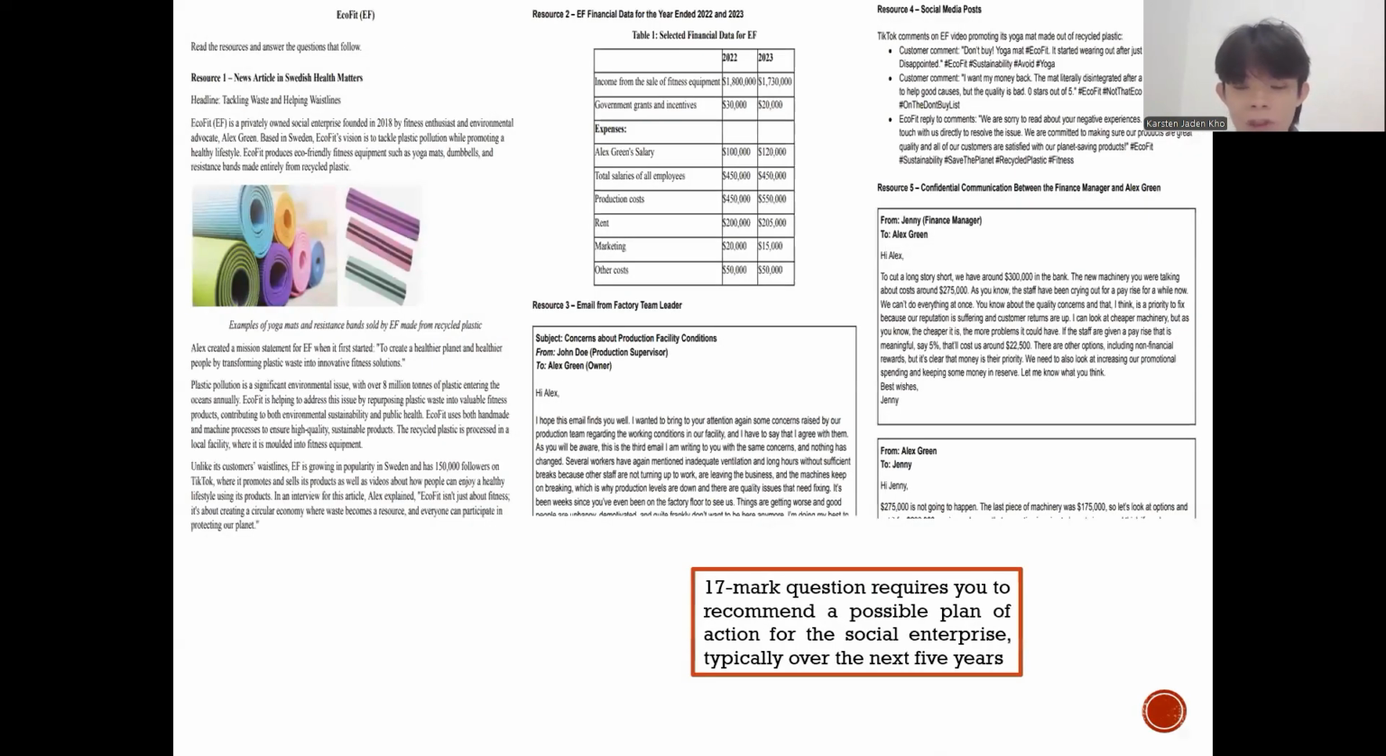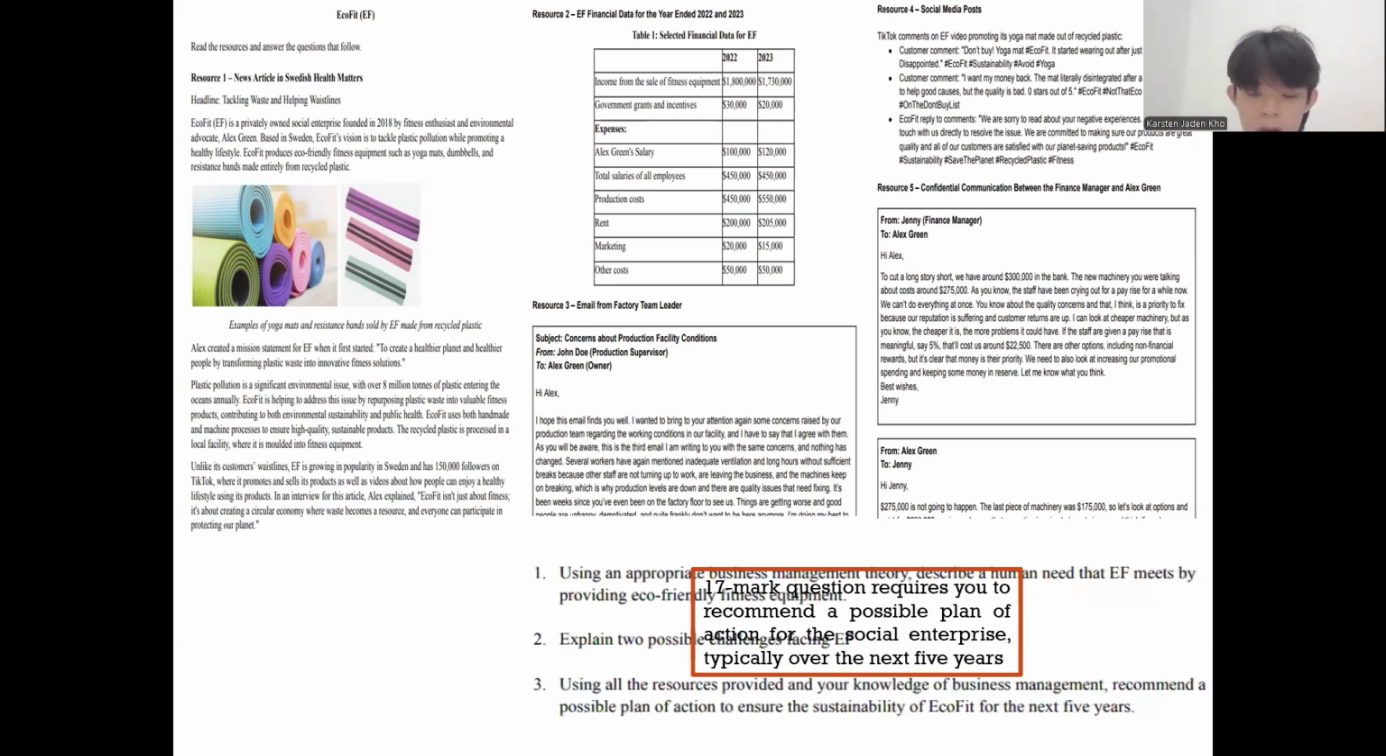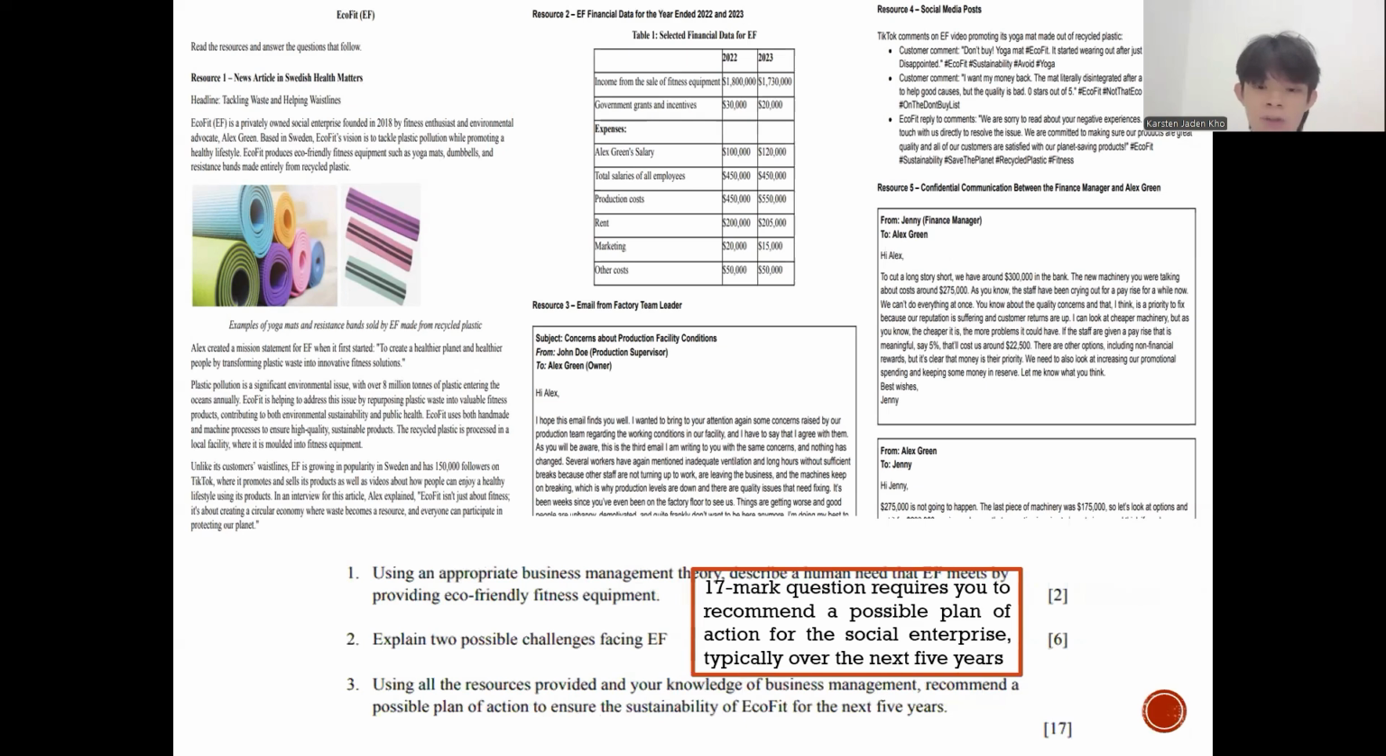In the paper, students will be given a case study of a business where there will be 5 resources. And students are expected to answer 3 questions, where there is a 17-mark question which requires students to recommend a possible plan of action for the social enterprise based on the case study, typically over the next 5 years.